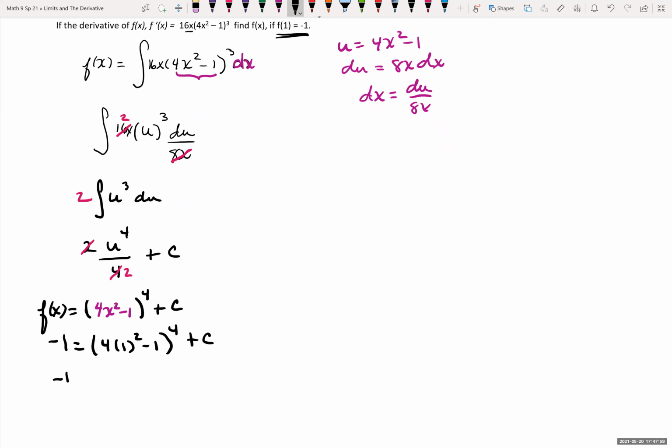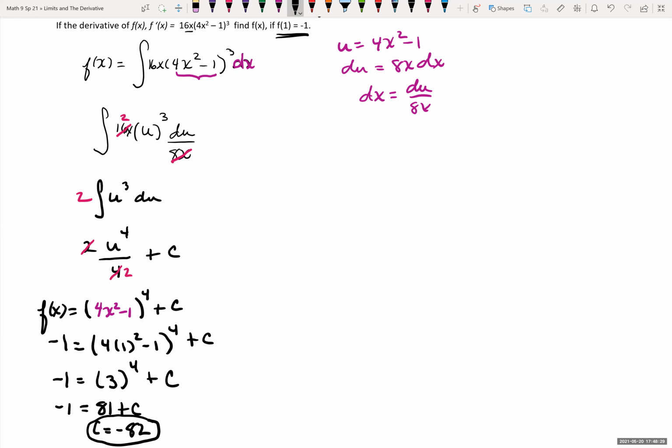So we have -1 is equal to 1 squared is 1 times 4 is 4 minus 1 is 3. So 3 raised to the 4th plus c. So 3 times 3 is 9, times 3 is 27, times 3 is 81. So 3 to the 4th is 81 plus c. So if we subtract 81 on both sides, we get c is equal to -82.